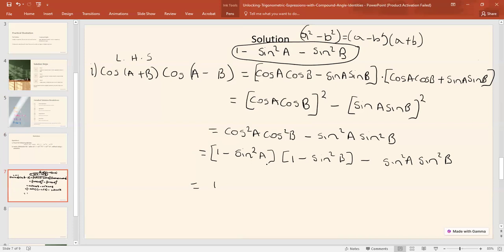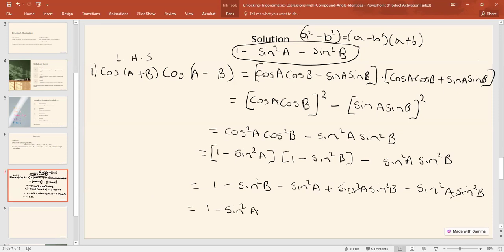1 times 1 gives us 1. 1 times minus sine squared of B gives 1 minus sine squared of B. Minus sine squared of A times 1 gives us minus sine squared of A. And this time, this gives us plus sine squared of A times sine squared of B. Remember, in our original expression we have a minus here, so we have minus sine squared of A times sine squared of B. So you see, this cancels with this, and we are left with our final destination expression, which is 1 minus sine squared of A minus sine squared of B.